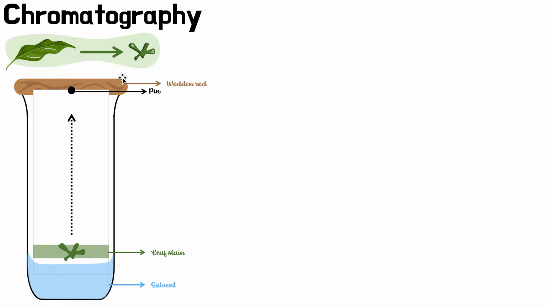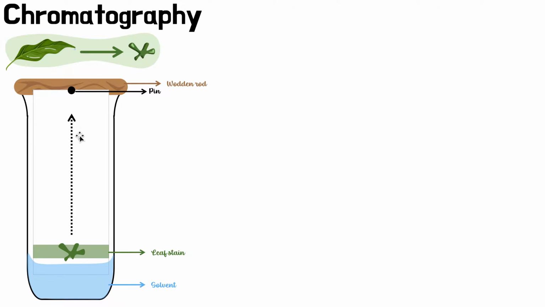So we can see here, with this technique, we have a wooden rod and a paper attached by a pin, and the paper is hanging here, and we dip it in a glass. The glass has some water in it. We call that a solvent. It could be water, it could be something else, depending on what you want to use. So here's the solvent, basically the liquid, and here we have our stain that we put here.